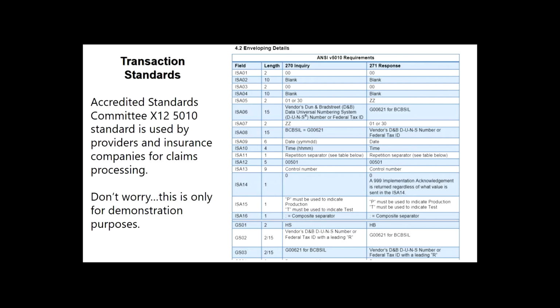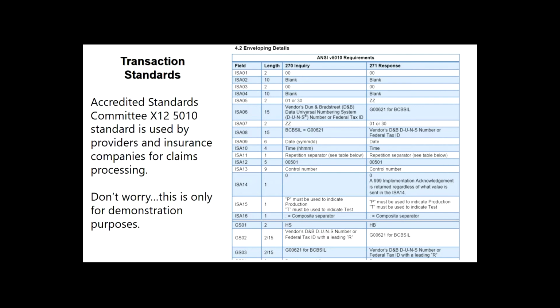Okay, so transaction standards. This is the ASC. All right, so the Accredited Standards Committee X12 5010 standard. I remember when 3010 went to 5010, because it was a real big deal, because we lost a lot of revenues for about a full quarter. In any case, the syntax and semantics from one side to the other have to be in a certain format.